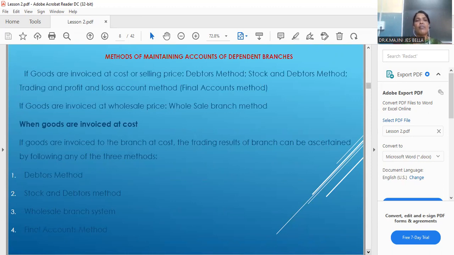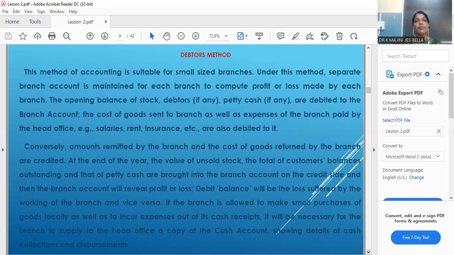When goods are invoiced at cost, if the goods are invoiced to the branch at cost, the trading result of the branch can be ascertained by following any of the methods. What are the methods? Debtors method, stock and debtors method, wholesale branch method, and final accounts method. First, we can see what you mean by debtors method.